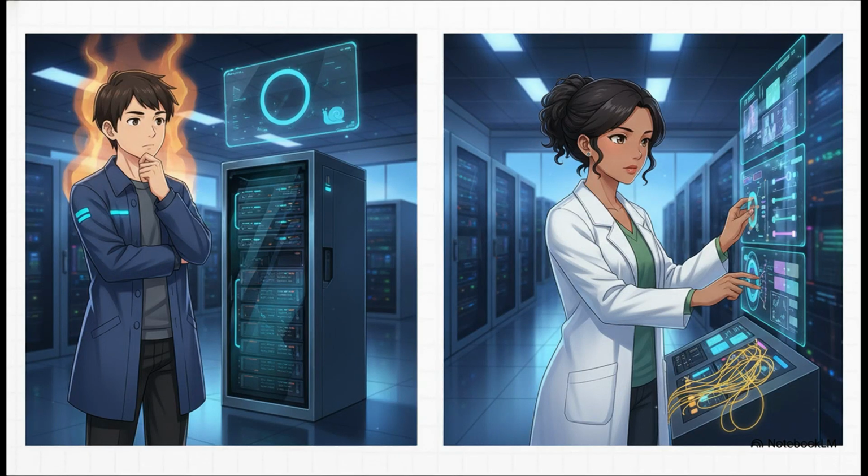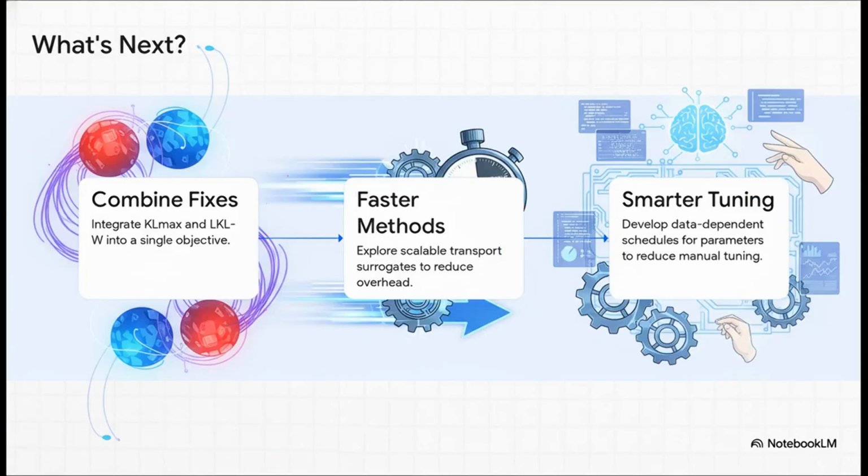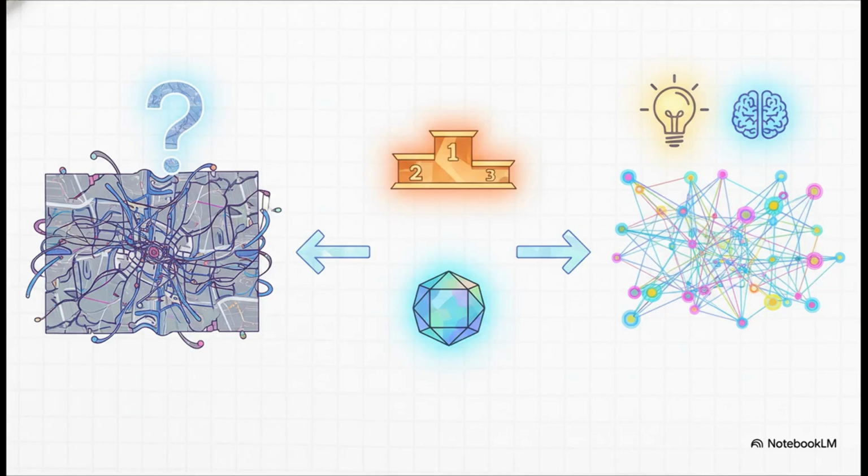Now, to be fair, it's not a magic wand just yet. These new methods are more advanced, which means they do take more computer power and more time to run. And they also come with a few new knobs and dials that need to be tuned carefully to get these amazing results. As with everything, there's always a trade-off. But the path forward from here is incredibly exciting. The next logical steps are to try and combine the power of both of these fixes into one super method, figure out how to make them run faster, and maybe even get them smart enough to tune their own settings automatically.